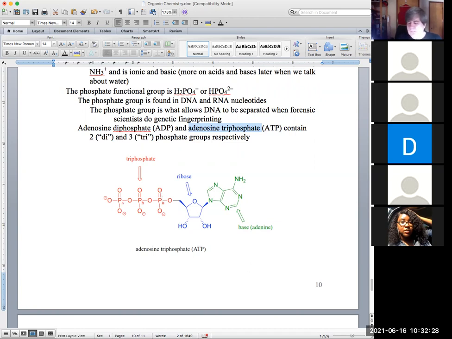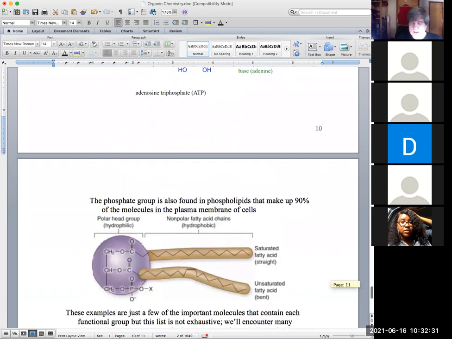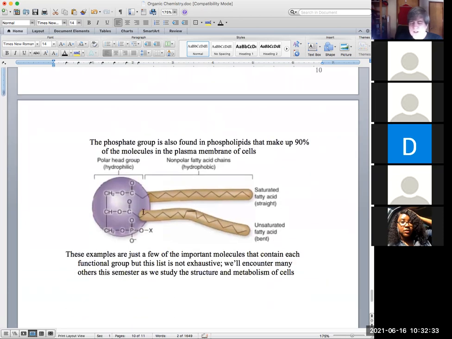So when we look at this, phosphate groups are also found in a molecule that we're going to talk quite a bit about called a phospholipid. And a phospholipid, lipids are the things that we sometimes call fats in everyday language. As we'll see when we talk about lipids, that's not really a good way to refer to them. Fats are one particular type of lipid.